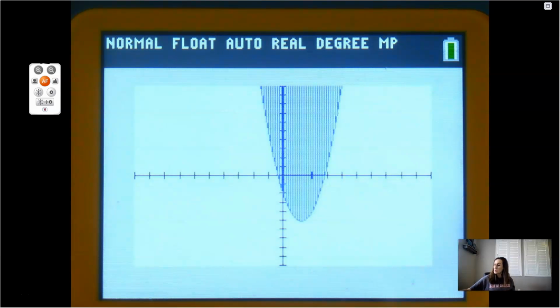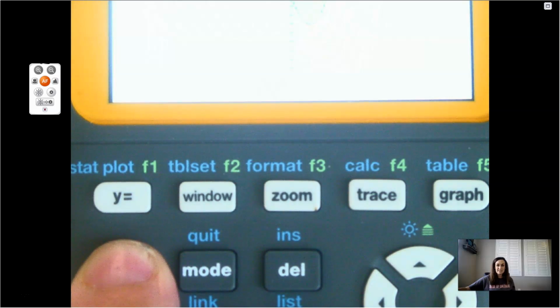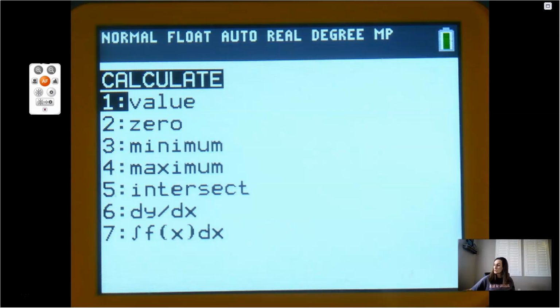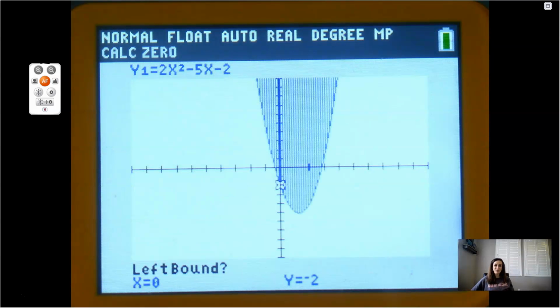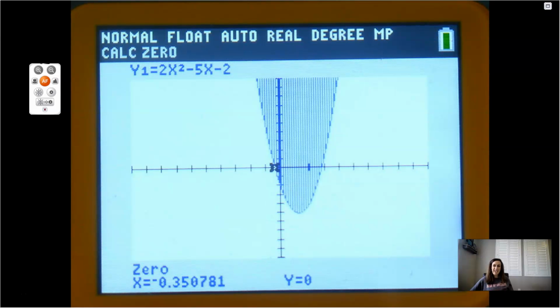So how do you calculate the zeros? You go to second, trace, and then you're going to pick number 2 for zeros. Then you're going to left arrow above that 0, hit enter. Right arrow below the 0, hit enter. This is your guess, enter, and your 0 is negative 0.351.